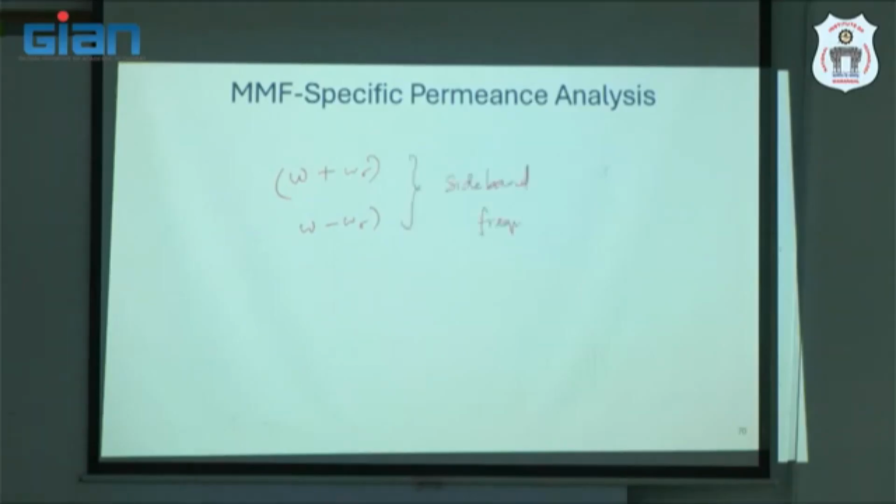Sideband frequencies, just about the fundamental. If this is the 60 Hz or 50 Hz component, you will see one here, another one here, another one here. So these are sideband components. Sideband means something close to the fundamental frequency. So mixed eccentricity fault in motor current signature analysis is typically diagnosed by looking for these plus and minus omega r terms around the fundamental frequency, the sideband frequencies.